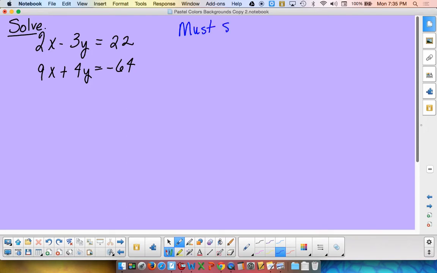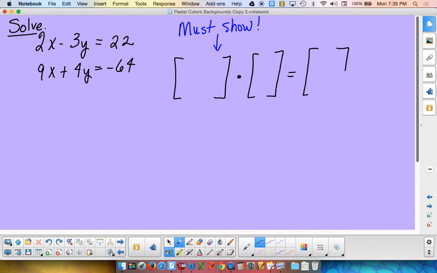Must show this starting equation right here, right now. Okay, so when we start with a matrix equation, it's a matrix times a matrix equals a matrix. That's why it's called a matrix equation. It's an equation made up of matrices.